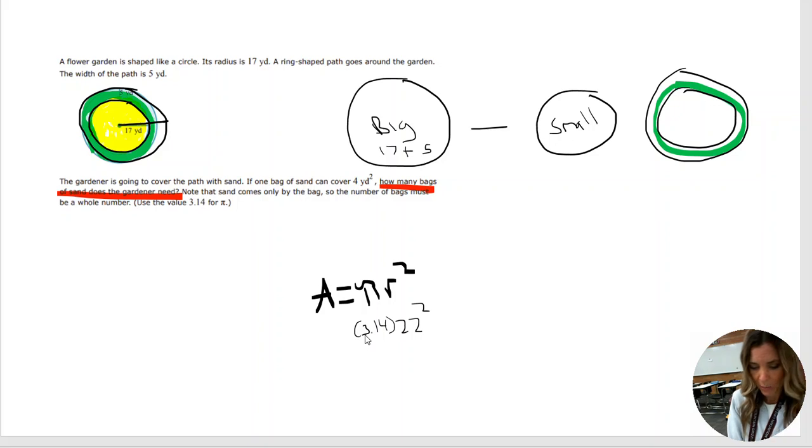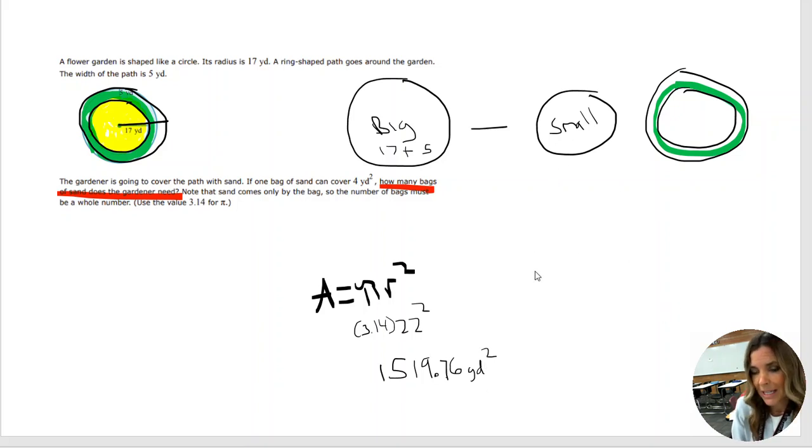22 squared is 22 times 22. That's 484. And then we're going to times by 3.14, which is 1,519.76. And then this is yards squared. Okay, so that's our whole big circle.